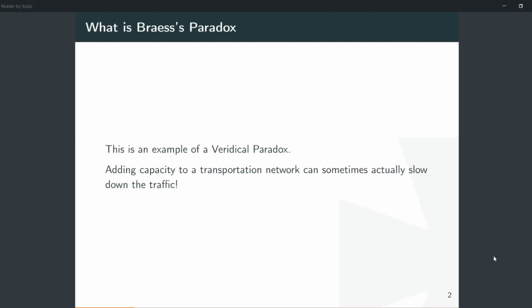So let's get started. What is Braess paradox? This is an example of a veridical paradox. It means a paradox that is not actually a paradox. It is proved, it is true, it just seems counterintuitive. The paradox is usually associated with transportation networks and shows that adding capacity to a network can sometimes actually slow down the traffic.